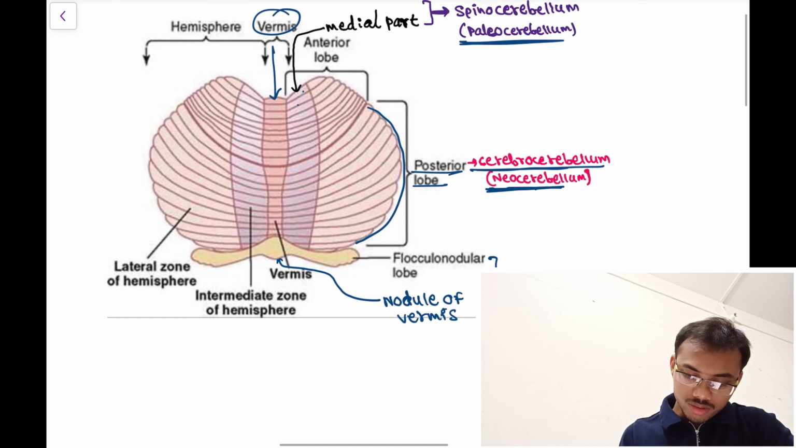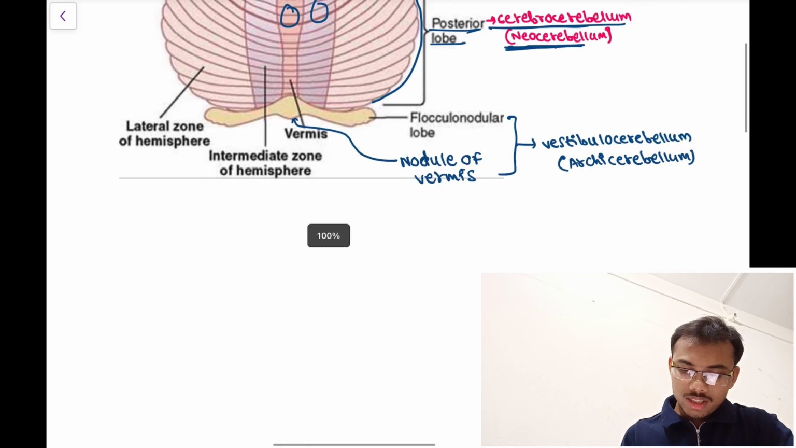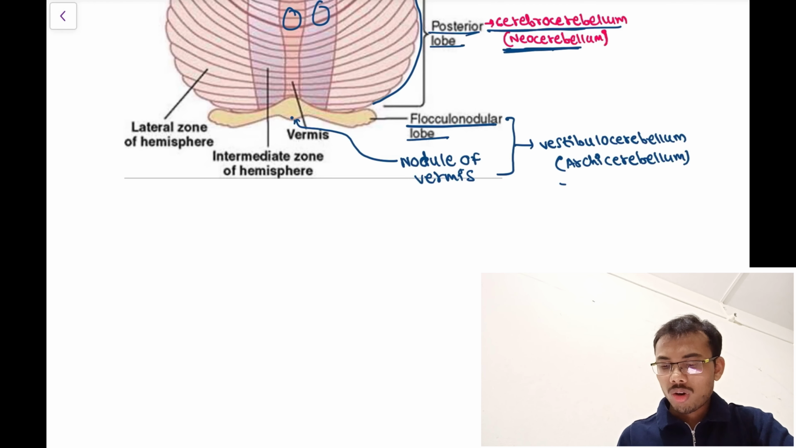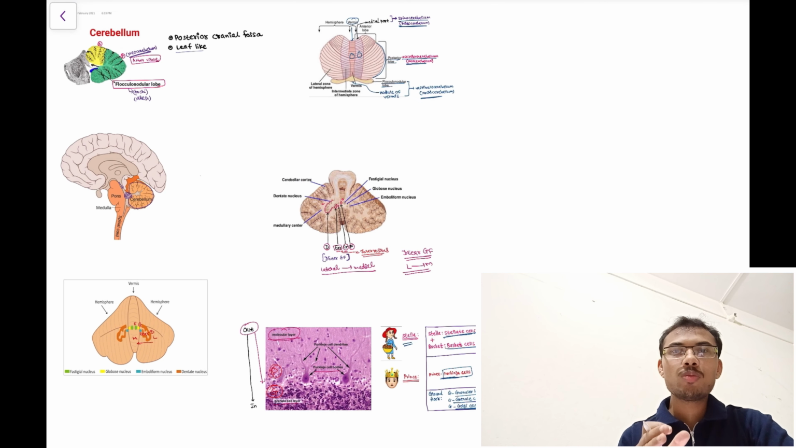The medial part of this hemisphere and the vermis are included in the spinocerebellum, which is also known as paleocerebellum. Then the nodule of the vermis and the flocculonodular lobe are included in the vestibulocerebellum or archicerebellum. So this was all about the cerebellum and related mnemonics.